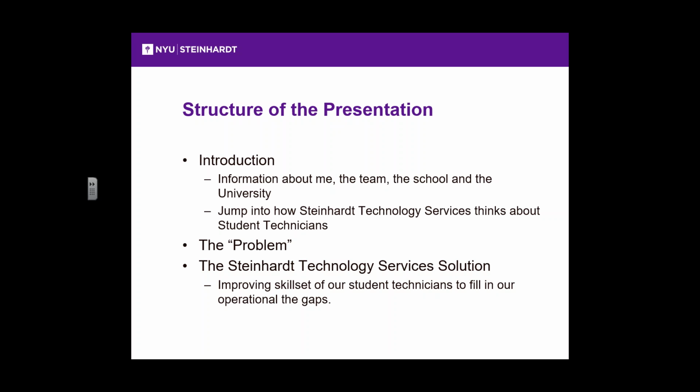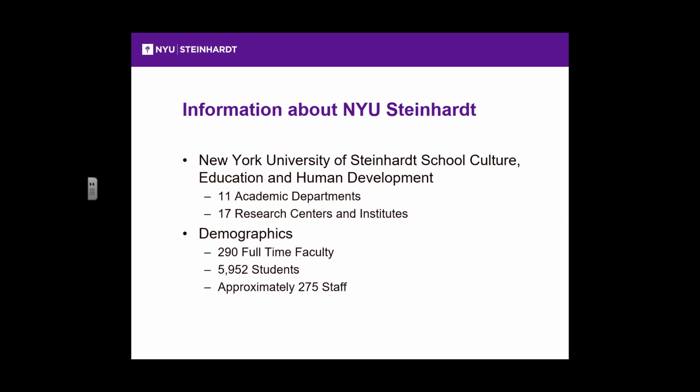We lost 2 team members, and we were strapped for resources, and how we answered that problem. Our solution was we were going to use the skill sets of our student technicians to fill in the operational gaps. Next slide. Let's start off with a little bit about NYU Steinhardt. I work for the New York University Steinhardt School of Culture, Education, and Human Development. It's comprised of 11 academic departments, 17 research centers and institutes.